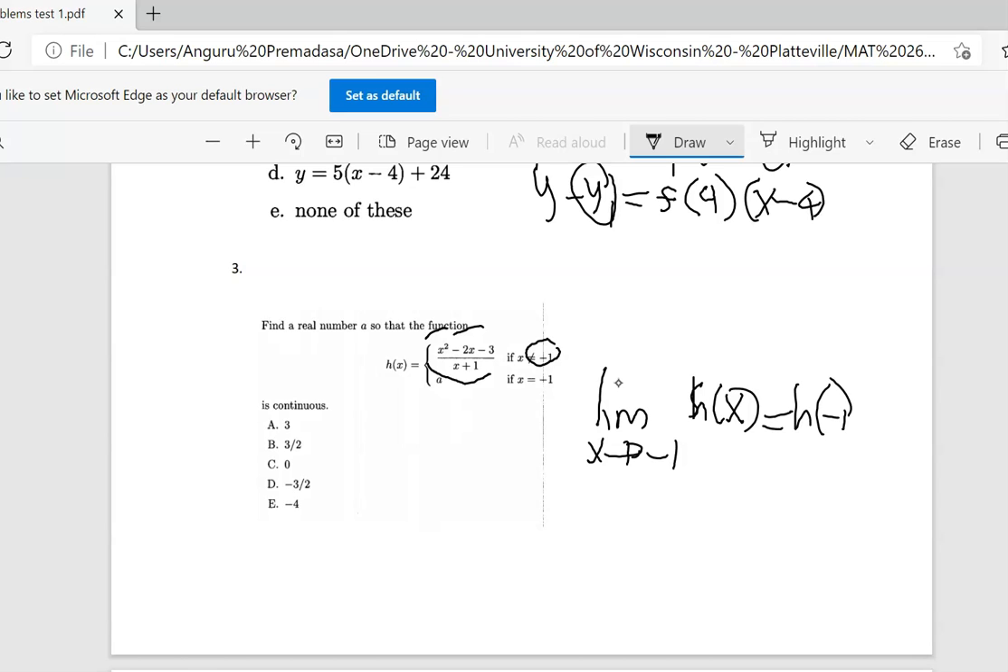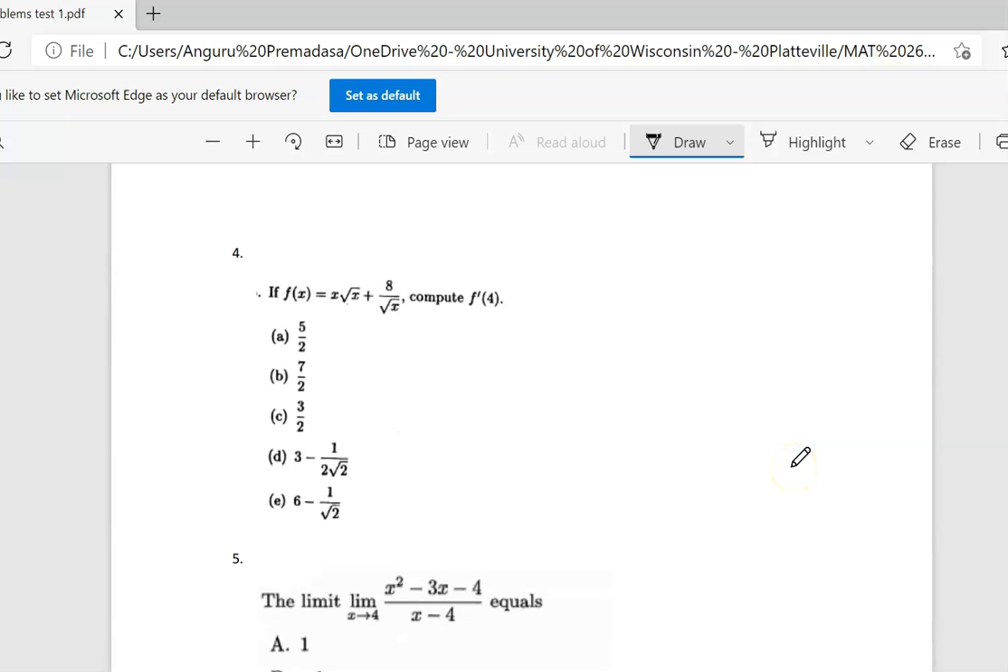And we know what h of -1 is, and that is a. But what is the limit? Well, you need to find the limit of this because that's the one when x is not equal to -1, right? To find the limit of this fraction, you can use the same technique as we did in number 1. So you can find the limit and set it equal to h of -1, which is a. That way you can solve for a.